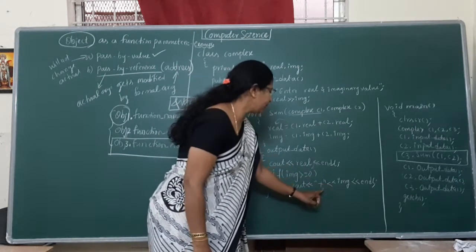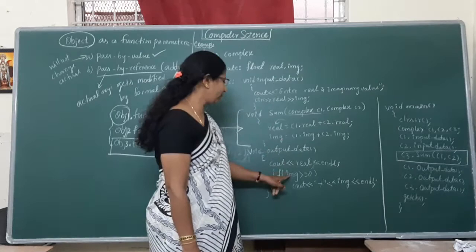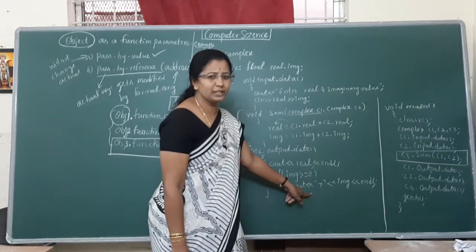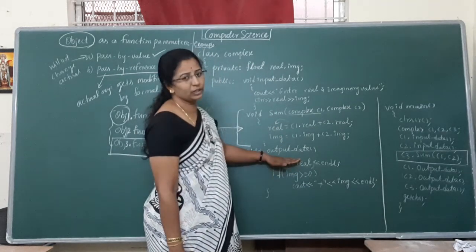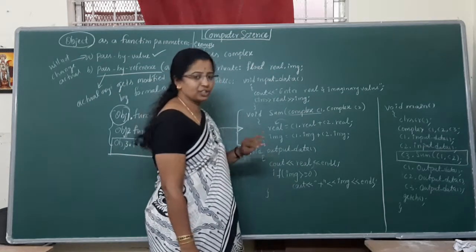That value I am just displaying. In front of the imaginary, a plus will come. In the real, it will display as it is. When it is greater than 0, then only the imaginary value will be displayed. If you give a negative value, it will do the calculation only for real numbers, but not the imaginary numbers.